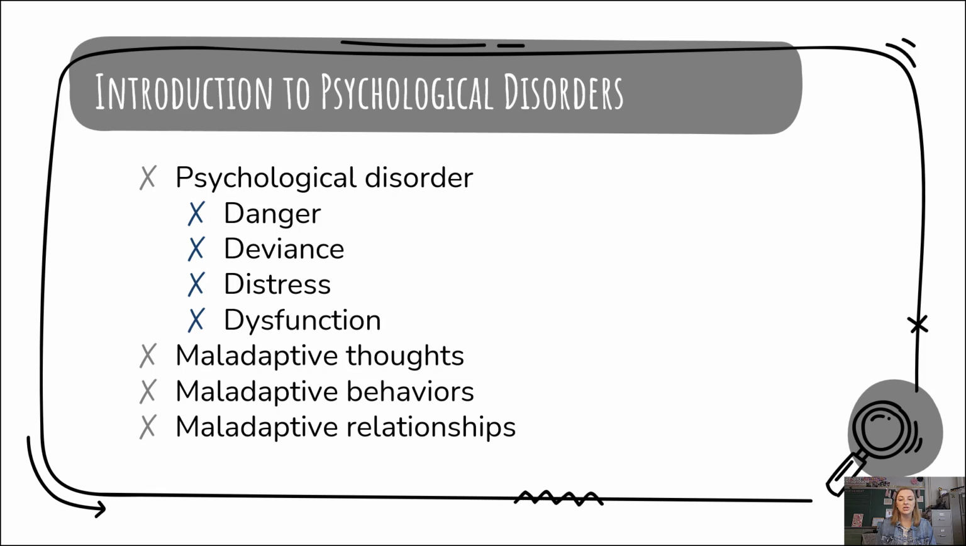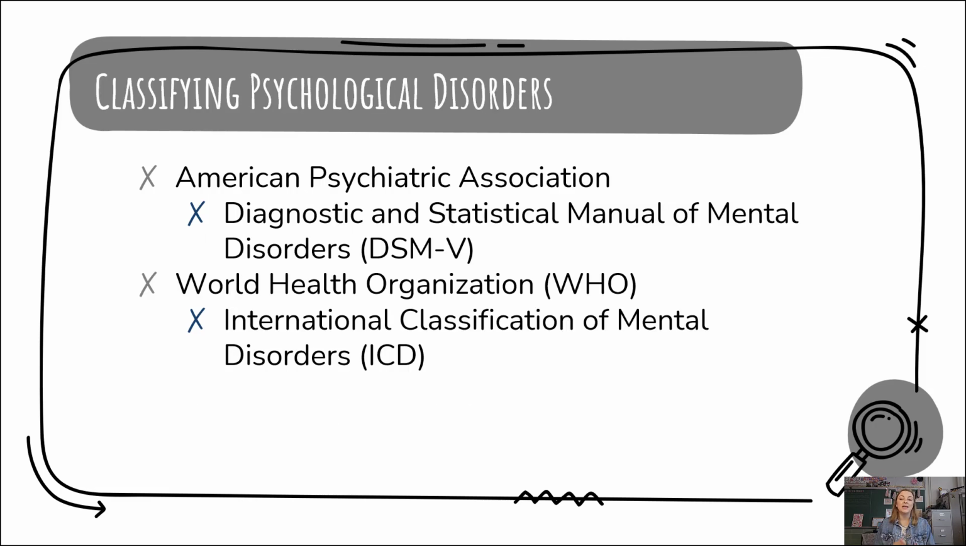Today, psychologists use the biopsychosocial model, which considers biological, psychological, and social factors in understanding and treating disorders. Instead of punishment or confinement, modern treatment focuses on therapy, medication, and support systems to help individuals lead fulfilling lives. In order to properly diagnose and treat psychological disorders, mental health professionals use classification systems to ensure consistency and accuracy.